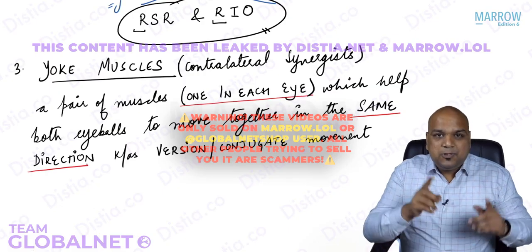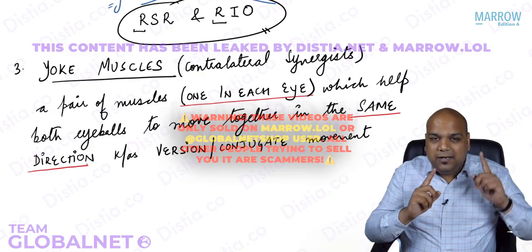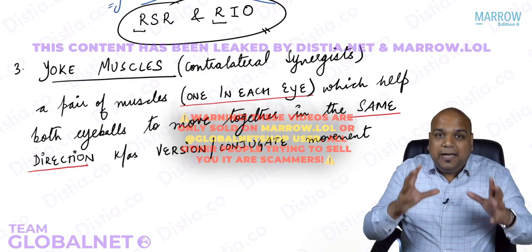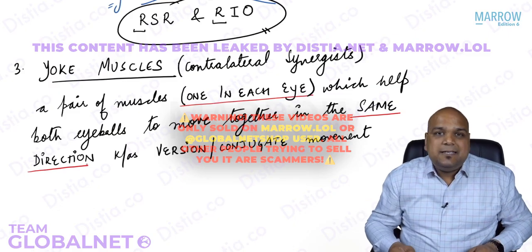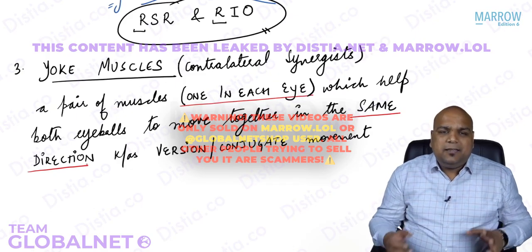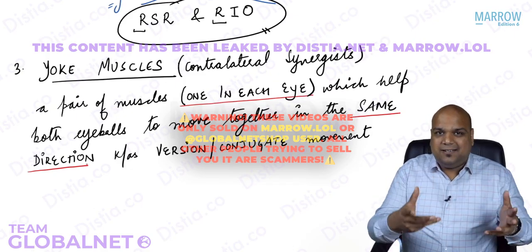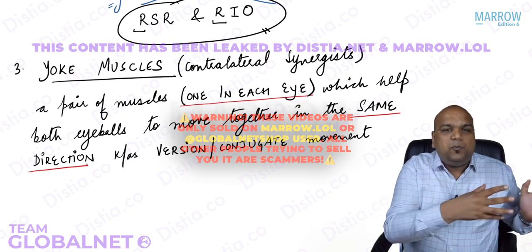Okay, everybody? So two muscles, one in each eye, one in the right eye, one in the left eye, right medial rectus and left lateral rectus, enabling both the eyeballs to look together in the same direction at the same time. This is a pair of yoke muscles. They are called contralateral synergists, even though they don't have the same action, but they are enabling the eyes to move in the same direction.